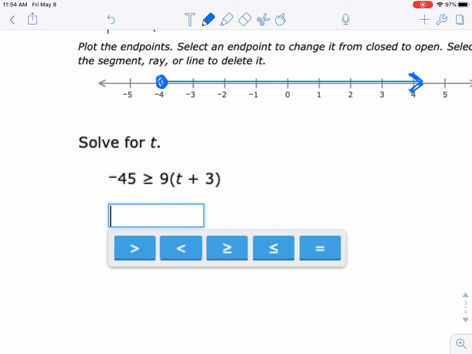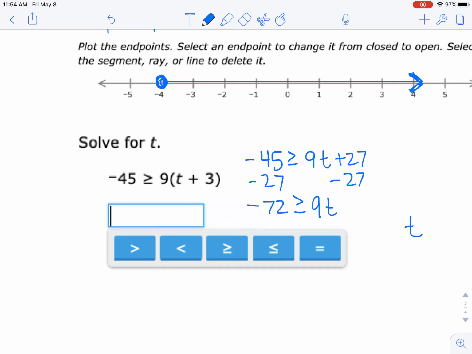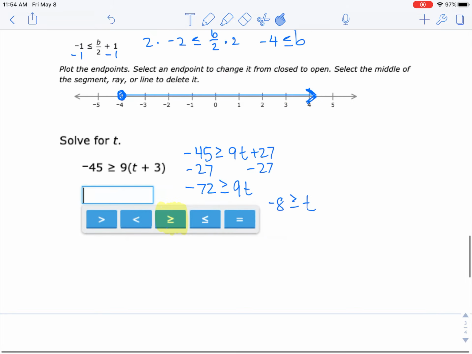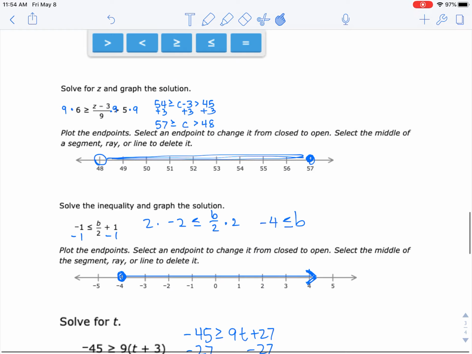And then distribute. Subtract 27. Divide by 9. So T is less than or equal to negative 8. So again, you type it in just the way you see it because the sign is there for you to use. And this is linear.